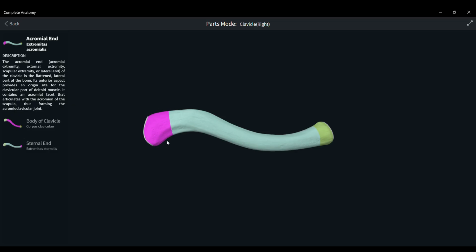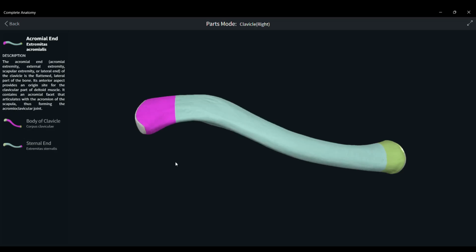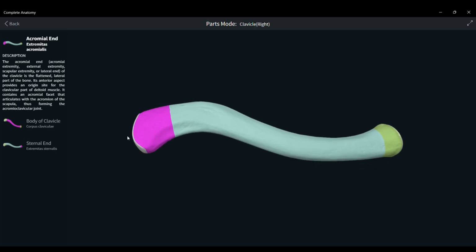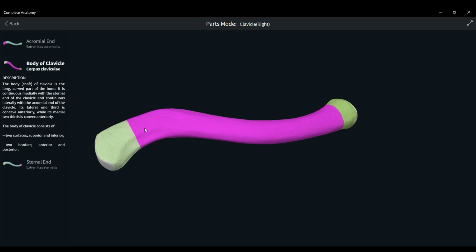This is the flatter, more delicate side of the clavicle, which curves slightly backward in space and articulates with the acromion of the scapula. Next, let's move toward the corpus claviculi, the shaft of the bone. The clavicle is S-shaped. The medial 2/3 are convex anteriorly, while the lateral third is concave anteriorly.